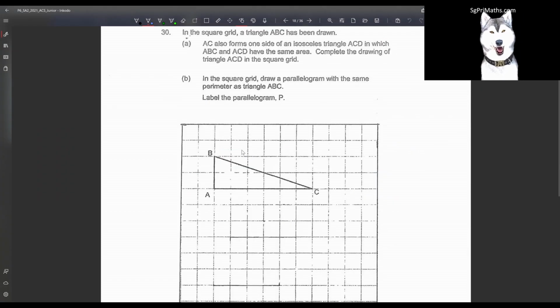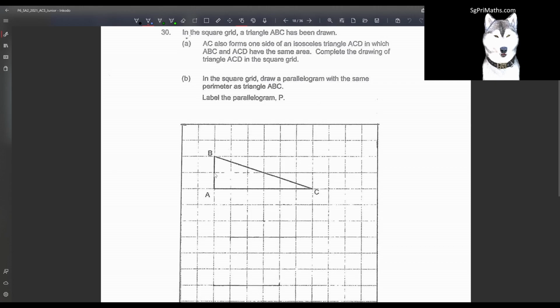Question 30. In a square grid, a triangle ABC has been drawn. Question A. AC here also forms one side of an isosceles triangle ACD, somewhere here, in which ABC and ACD have the same area. Complete the drawing of triangle ACD in the square grid.